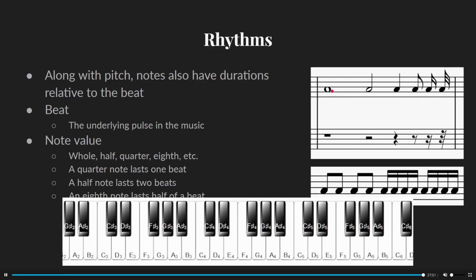It's the subdivision, or I guess multiplication, of the beat that we get these notes from. These down here are also eighth notes, and these are 16th notes. When you put them together, they connect with each other just to make it easier to read when you're playing music.